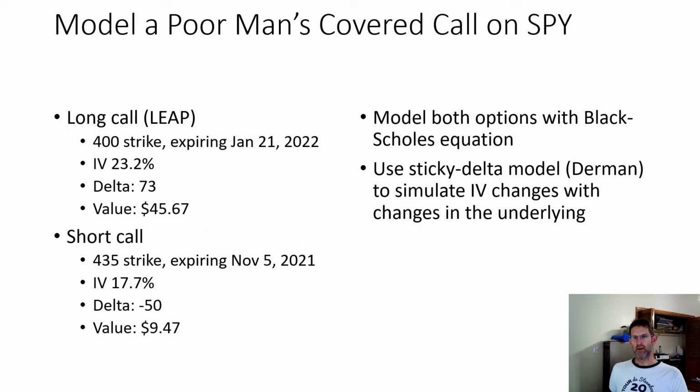Okay, so what I'm going to do is model both options with the Black-Scholes equation. With Black-Scholes, you have to supply an implied volatility, and that's not always easy. So you end up having to create what's called a volatility surface. So how does the volatility, the IV, change as the underlying price changes, as the days to expiration changes? So anyway, I use the sticky delta model, Derman, to handle changes in the underlying. I'm not going to go into any detail on that. I may do a video later on that.